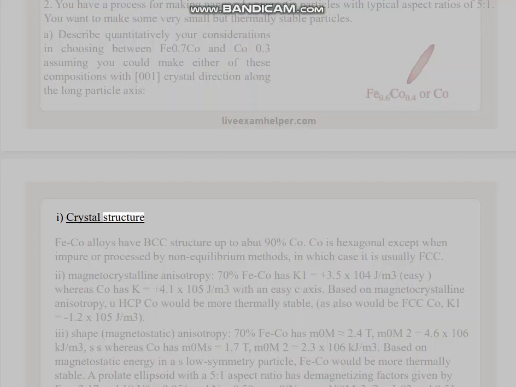1. Crystal structure. Fe-Co alloys have BCC structure up to about 90% Co. Co is hexagonal except when impure or processed by non-equilibrium methods, in which case it is usually FCC.